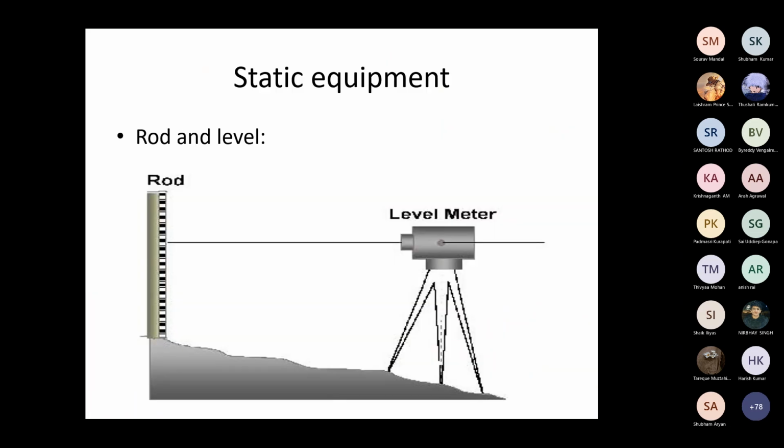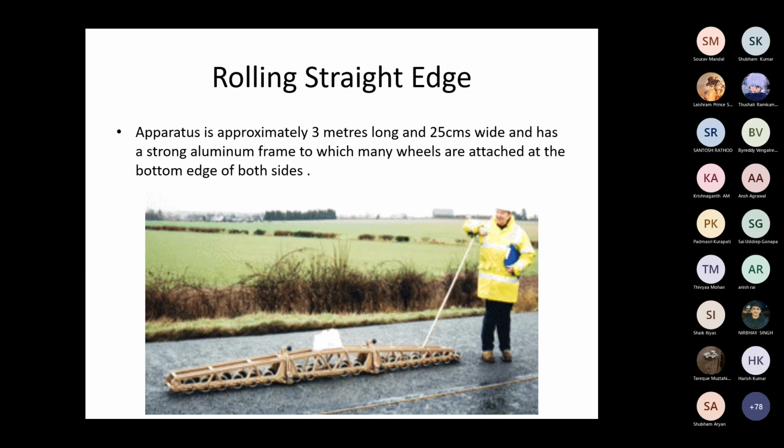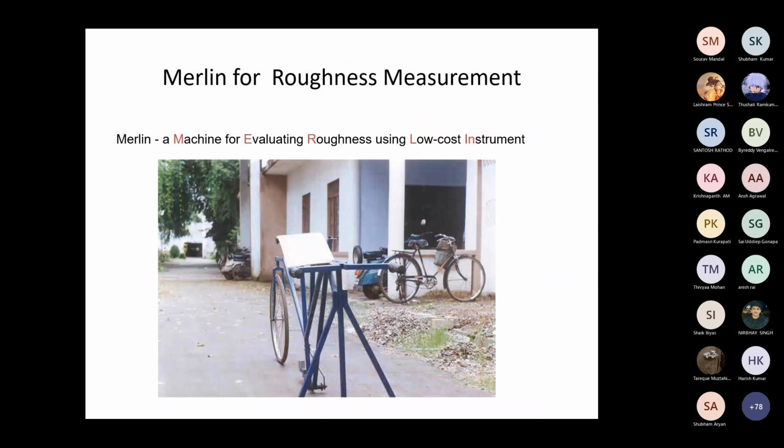This is static equipment, like in survey used to do the levelling of the road. So at different levels you can just find out. They said stick profiler to find the profile of the road. It's a rolling straight edge apparatus which is approximately 3 meter long and 25 centimeter wide. It's fitted in an aluminium frame. This again will give you the profile of the road or the roughness of the road.